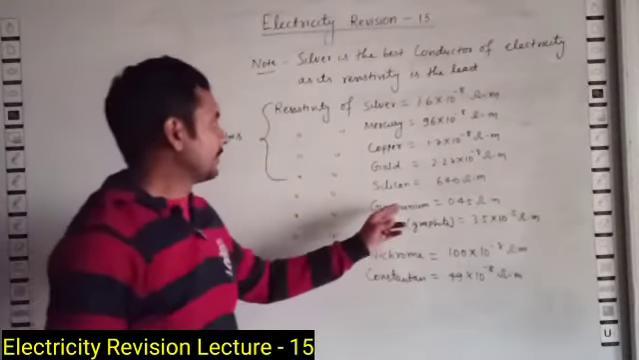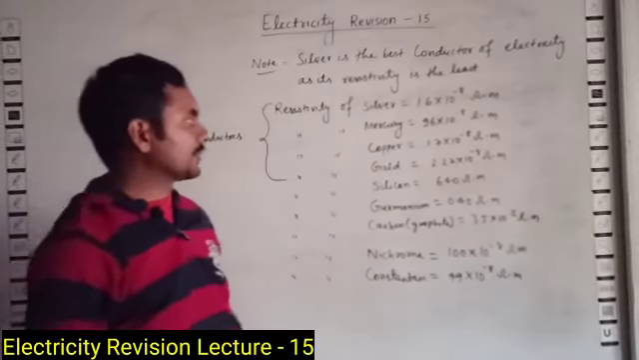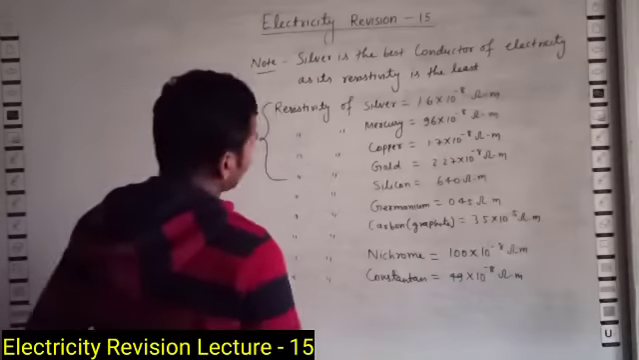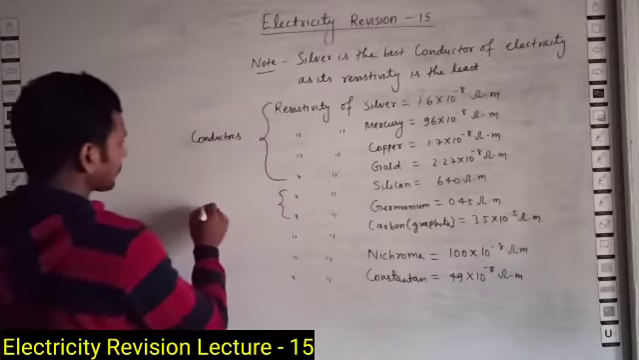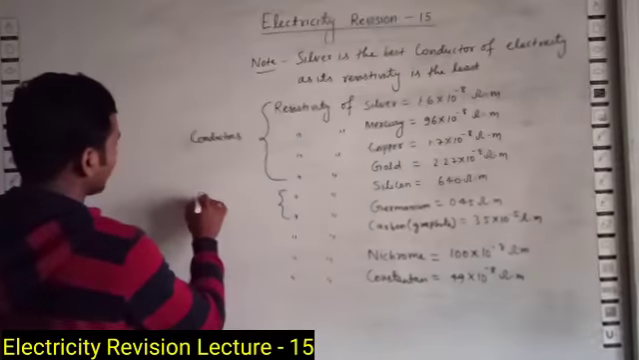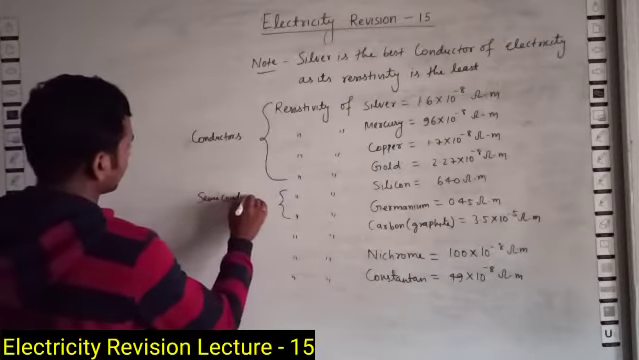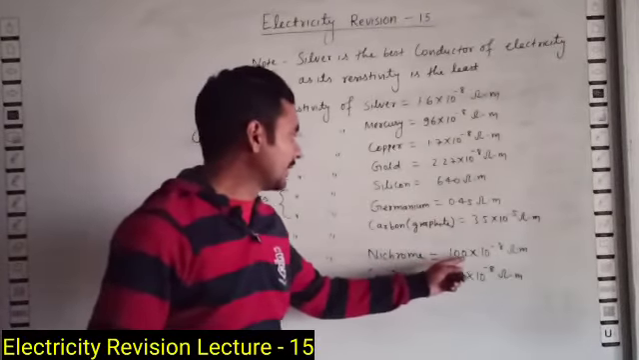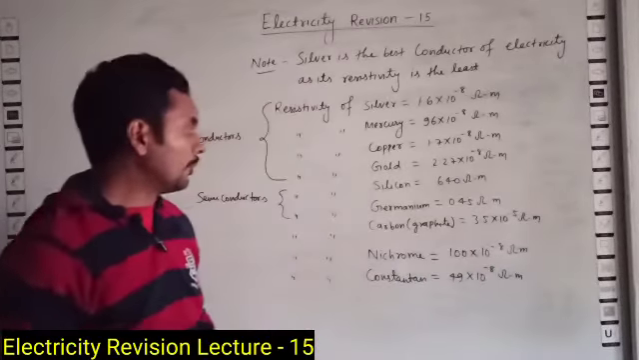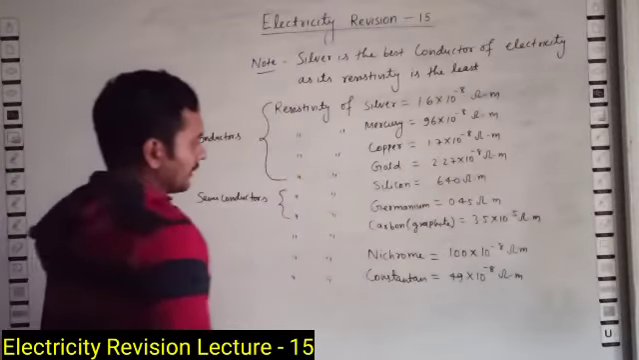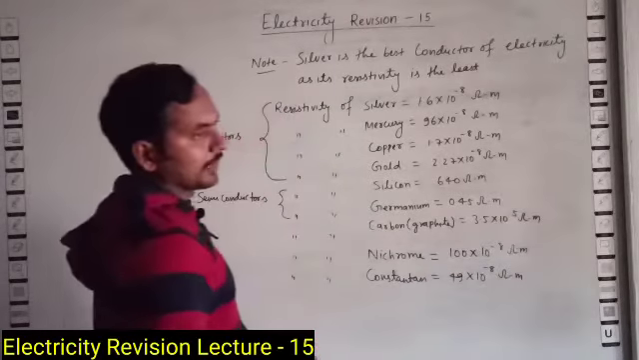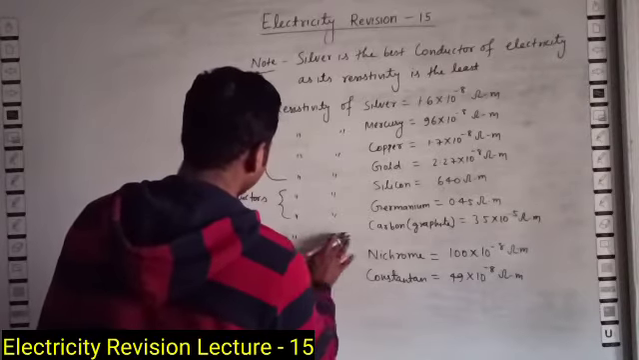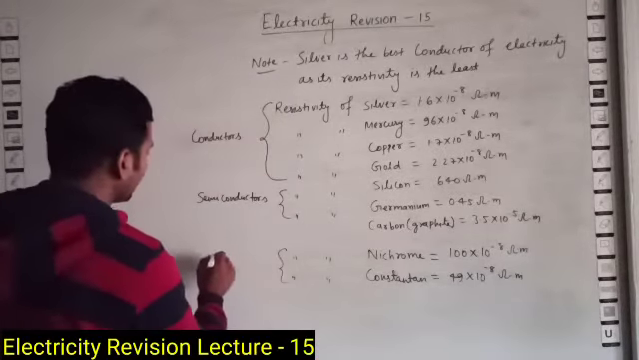Next we have silicon, with 640 ohm meter, and germanium, with 0.45 ohm meter. These two are semiconductors. Nichrome has 100 into 10 to the power minus 8 ohm meter, and constantan has 49 into 10 to the power minus 8 ohm meter. These two are alloys.